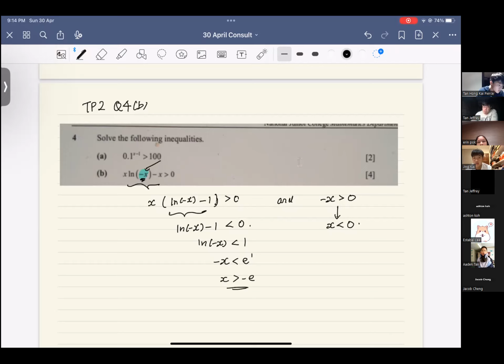Okay, so the information here that you need to absorb is this part. x must be less than 0 because of this guy. Otherwise your ln negative x cannot be defined. Wait, why is negative x more than 0? Because it's part of a logarithm. Remember, logarithms can only take in a positive input. Oh, okay. So with that, your x must be negative. Therefore, this must be negative as well. Negative times negative is positive.